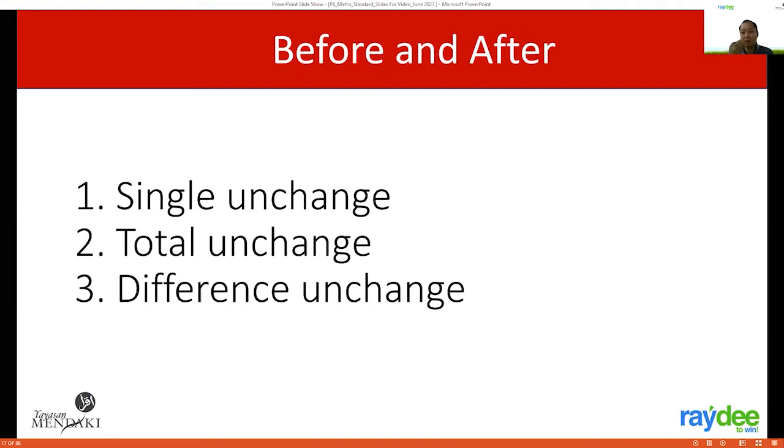That means they may not know this as before and after. It can be external unchanged, right? The school may call it different things, right? So it's okay if they have different names for the same type of questions, right? So there'll be only three types that we are going through this time. Okay, it is the single unchanged, total unchanged, and the difference unchanged.